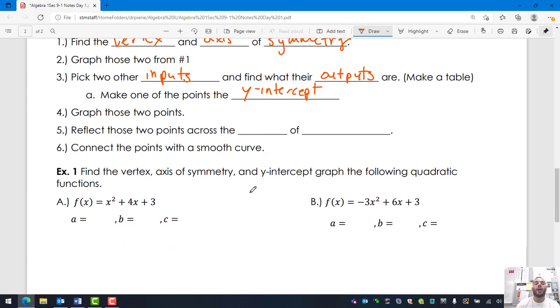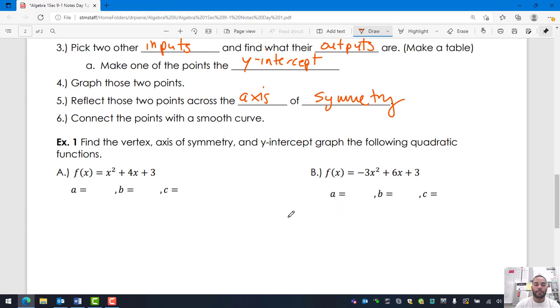I talked about in the previous video that whenever you make a parabola in this class, I need to see 5 total points on your graph. So at this point you should have the vertex, and then any 2 points that you want. Once you have those 2 points, to get your final 2 points, all you need to do is reflect those 2 points across the axis of symmetry. It'll make more sense when we have the picture. Then you connect all of your dots with a smooth curve.